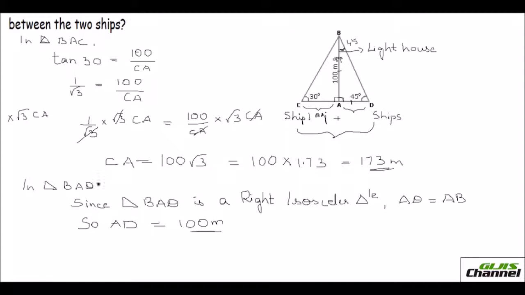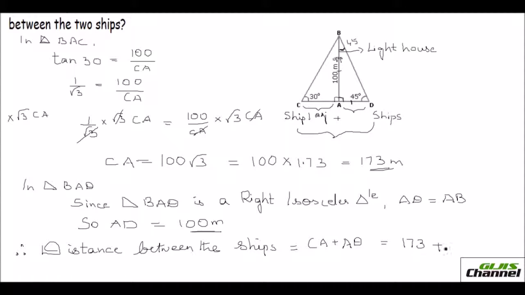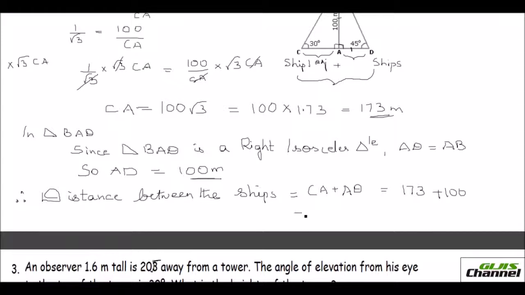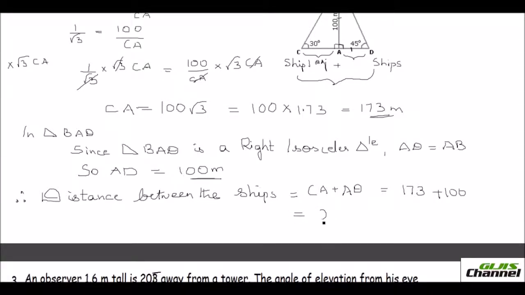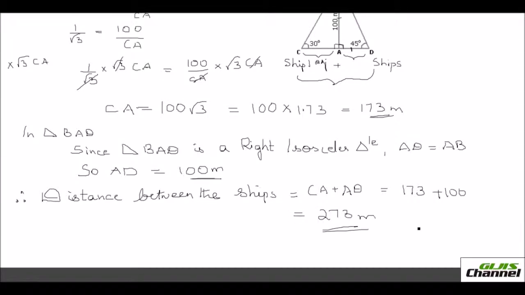Now the question is the distance between the two ships. So the distance between the ships is equal to CA plus AD. That is, CA is 173 meters plus AD is 100. So the answer is 273 meters.